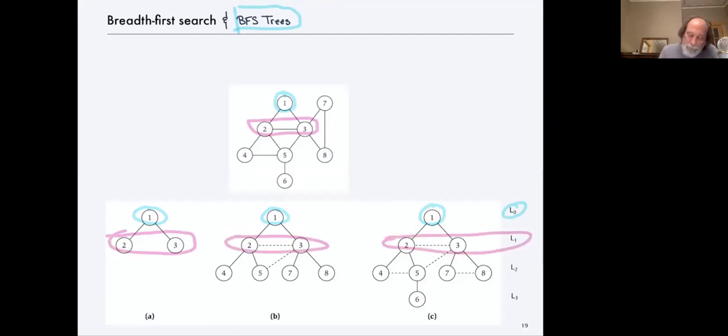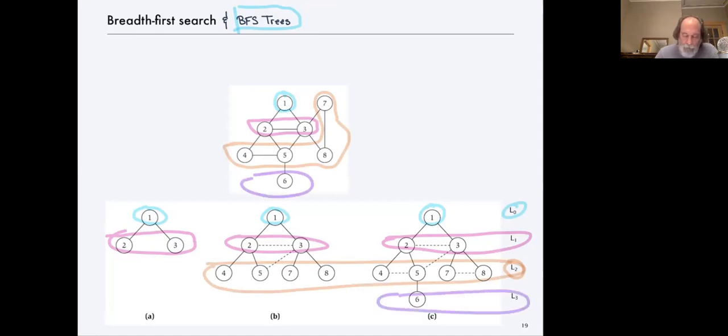And then layer 2 will be what? Well, all the neighbors of vertices 2 and 3, except for 1. Right? So we just look for vertices that are one edge further from the root than 2 and 3 are. Okay, and that gets us all these. And finally, level 3 will be just the 6.